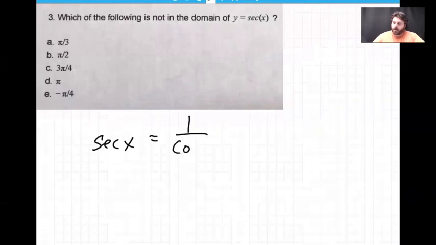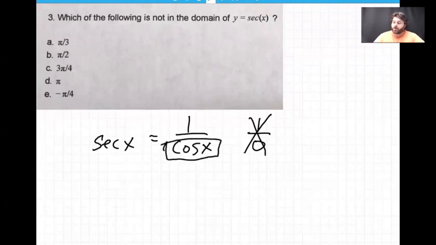All right, which of the following is not in the domain of y equals secant of x? All right, so remember secant of x is 1 over cosine, right? It's easy to mix up: you might think it should be sine, with secant and sine, cosine and cosecant, but it's not that way. It's secant and cosine, cosecant and sine. So 1 over cosine of x. If you remember from domain, you're not allowed to divide by 0, right? Numbers that would make you divide by 0 there are not allowed. They're not in the domain.